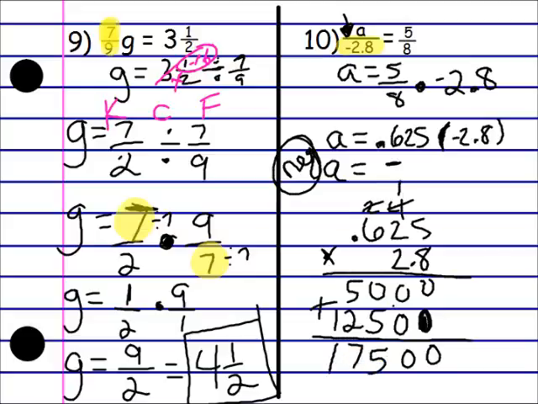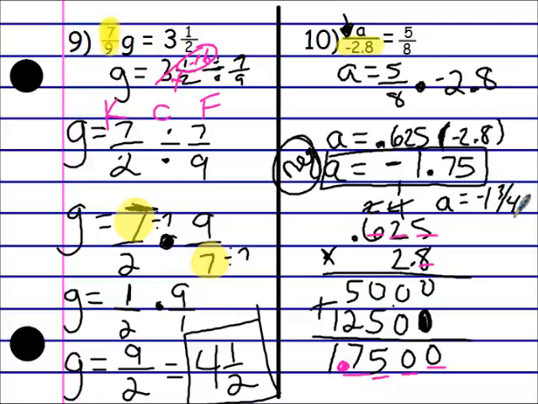And we're ready to place our decimal. That's 1, 2, 3, 4 places in. And we get our decimal. So we have a -1.75, or -1 and 75/100. Or if you did it as a fraction, you would have gotten A equals -1 3/4. Either one of those responses is correct.